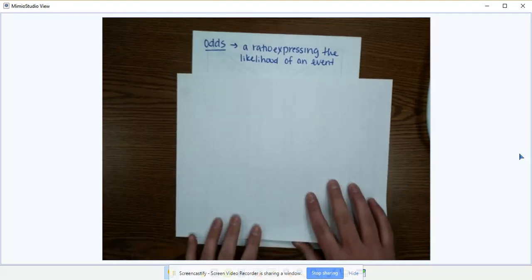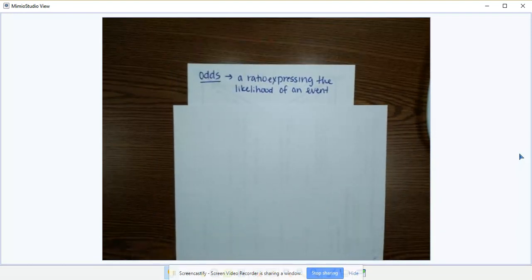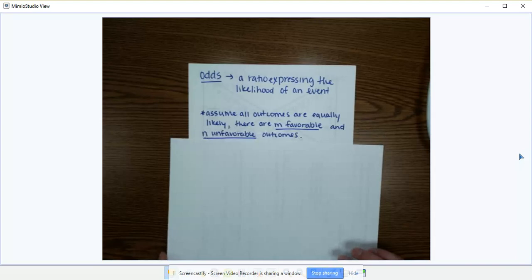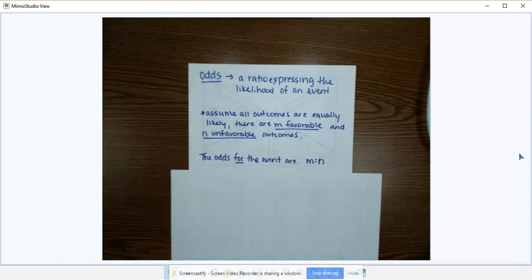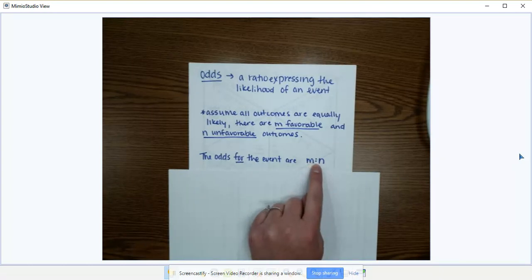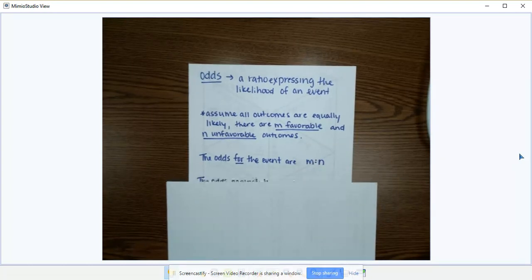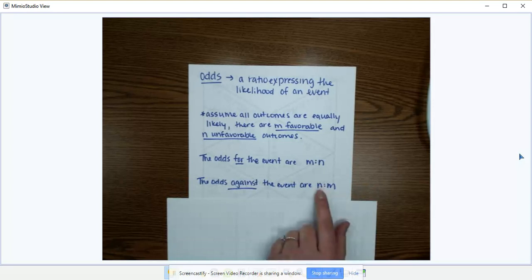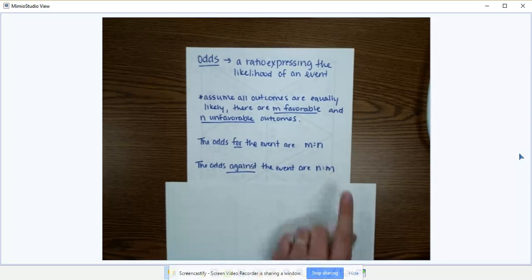Okay, when we talk about probability, we also can talk about odds. When you hear about odds, that's just a ratio expressing the likelihood of an event. We're going to assume that all of our events are equally likely, and we have favorable and unfavorable outcomes, meaning stuff we're looking for and stuff that we don't really care about. So the odds for an event are our favorable compared to our unfavorable. The odds against would be the opposite: what we don't want compared to what we would be looking for.